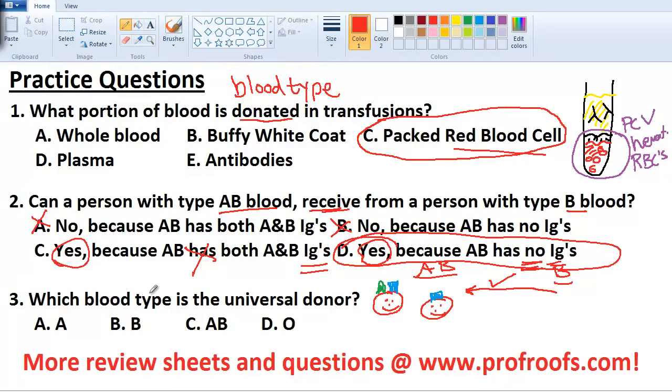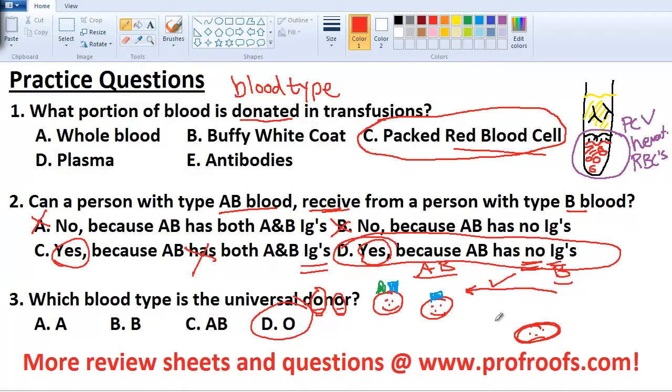Question 3. Which blood type is the universal donor? There's an easy way to remember it, right? Double O. I just gave you the shortcut. But why is O the universal donor? Is it because O has no antibodies or because O has no antigens? Well, if we draw out O, right, there's the sad face, right? No hats, it's all sad.